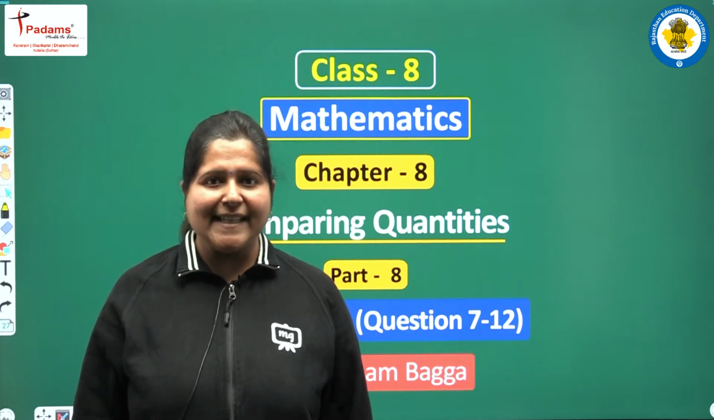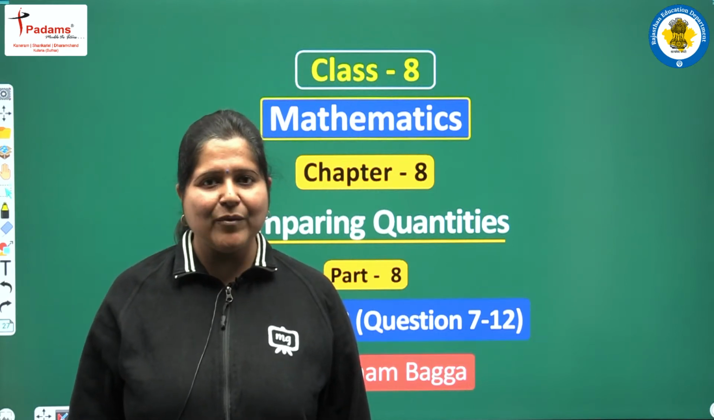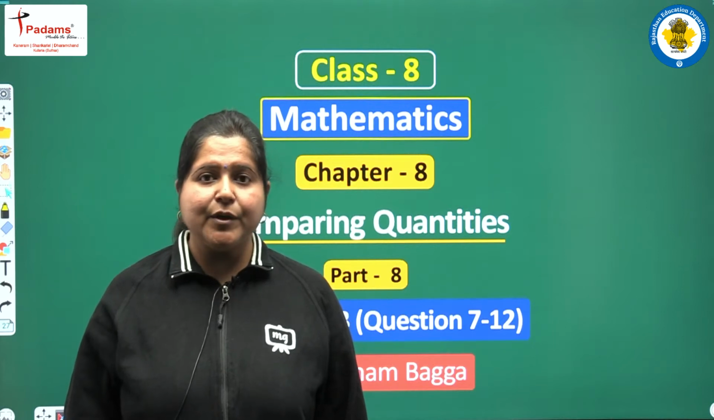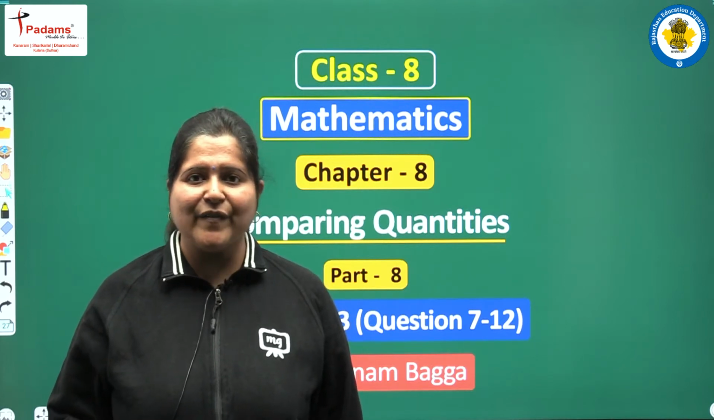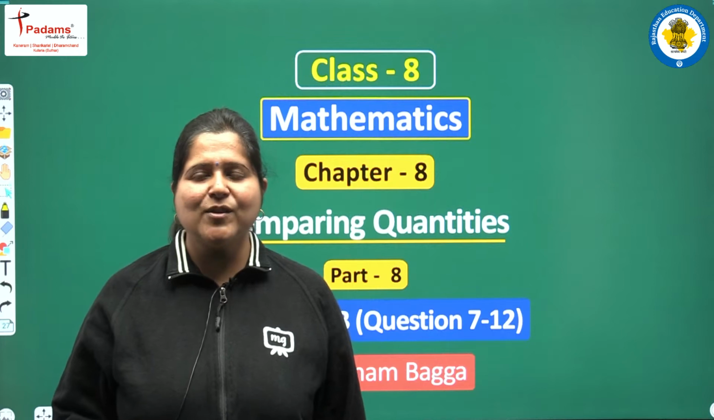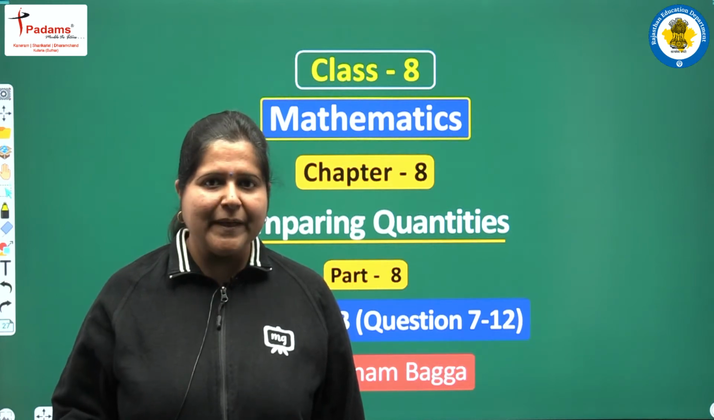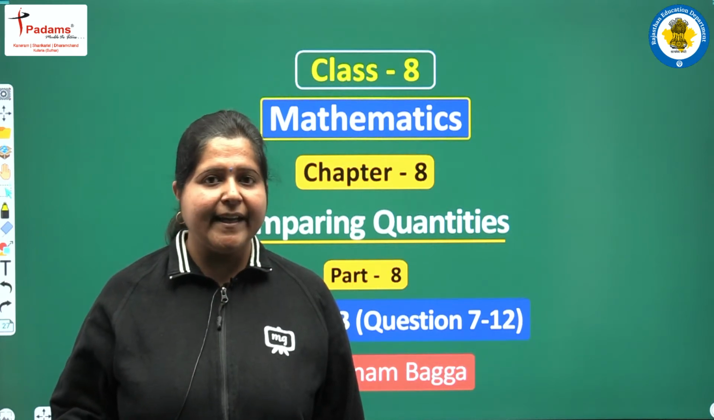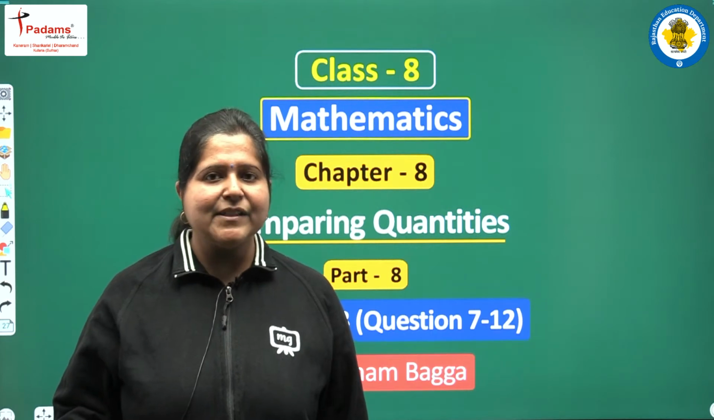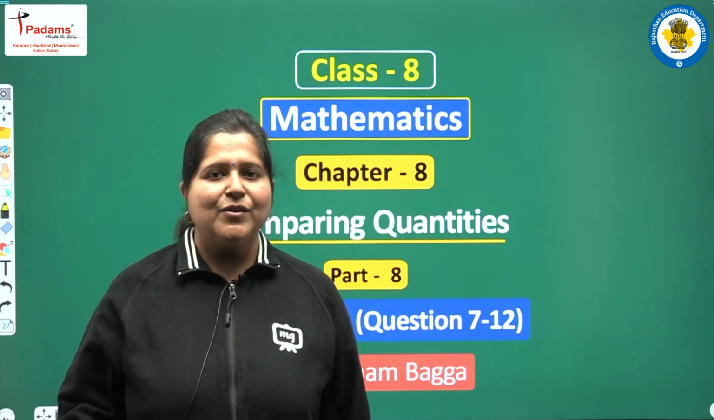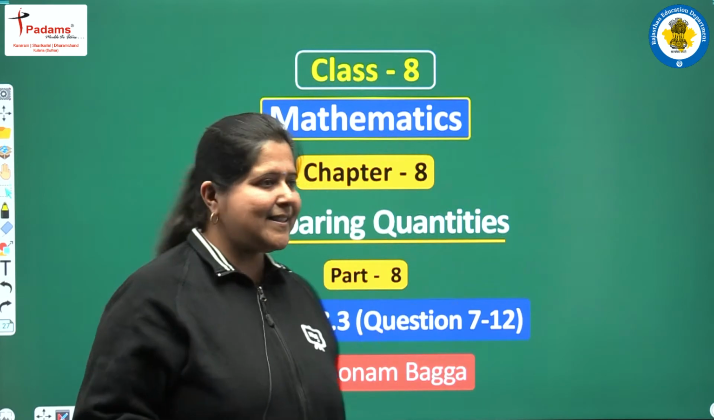We are studying class 8 maths, chapter 8, comparing quantities. In our previous video, we completed the first 6 questions of exercise 8.3 based on compound interest. Today we will be completing this exercise by taking its remaining questions, and with this we will be completing this chapter. So question number 7, here it is.